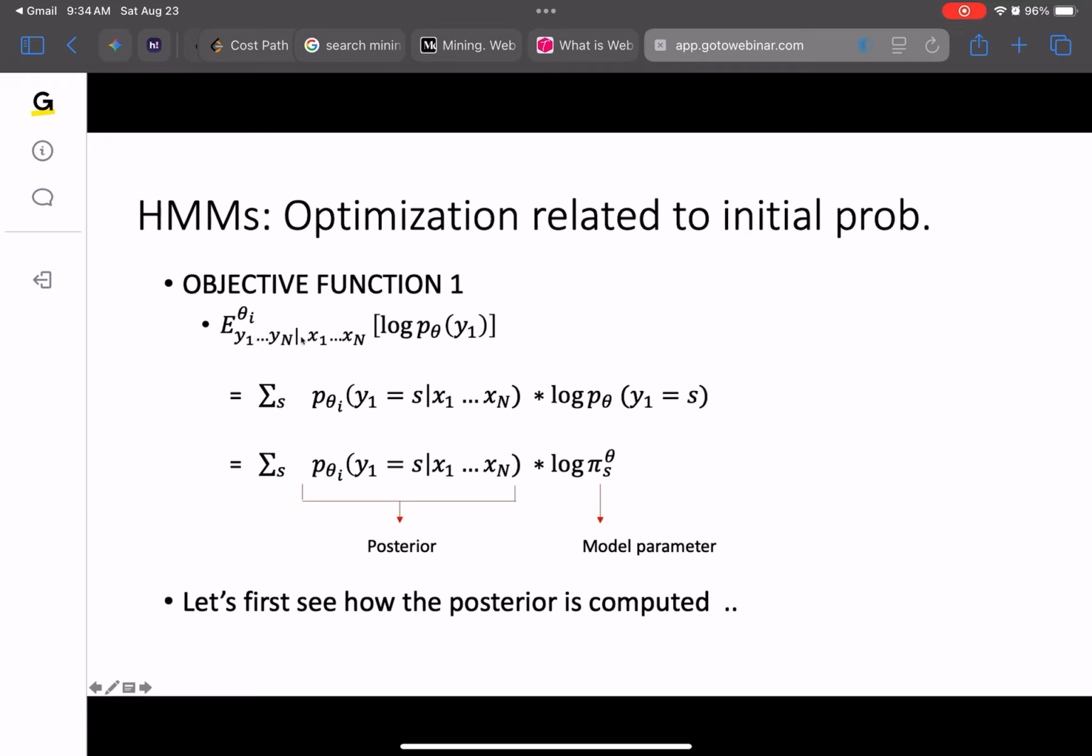First, we have to compute the expectation over the hidden sequence. Expressing this expectation in terms of a summation over the conditional distribution, we can rewrite it in terms of the posterior and the model parameters. Let's see how to compute this posterior, and then we'll come back to this particular expression and substitute it.